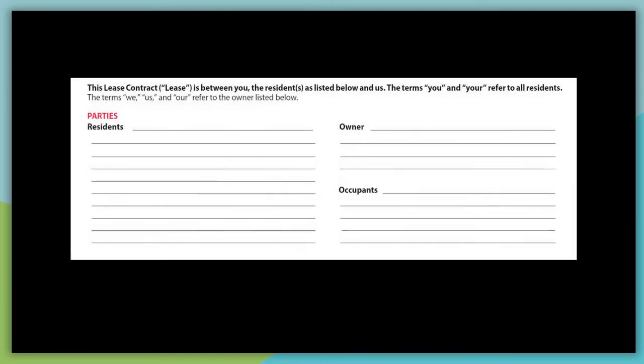We'll begin with the first page of the lease contract. This page will contain the basic information and details of the lease. Under the Parties heading, all parties to the contract will be identified. The parties to the contract are the residents, owner, and occupants.